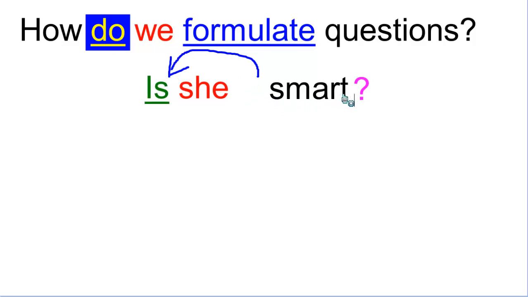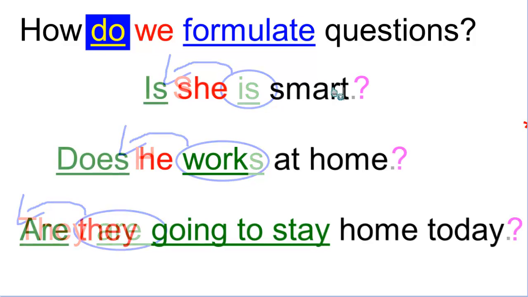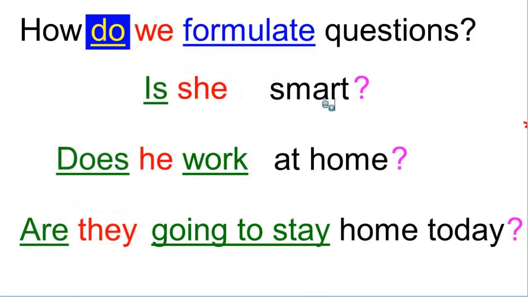In English, all the questions have this grammatical form. You have to move something to the beginning most of the time. So in general, that's what you're going to do. But remember, you don't have to move all the verb. You only move one part of the verb, and in some cases, something even different. So for example, in these cases, what you're going to do is this. Is she smart? Does he work at home? Are they going to stay home today?